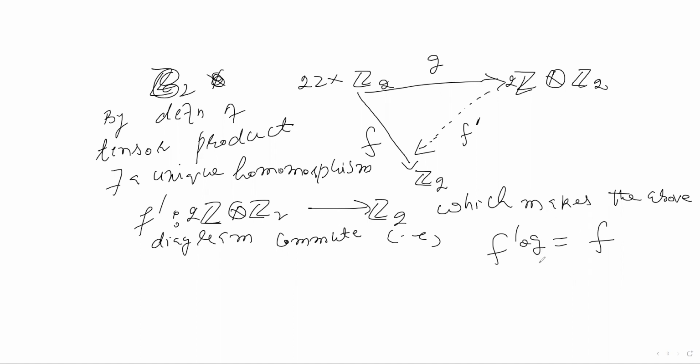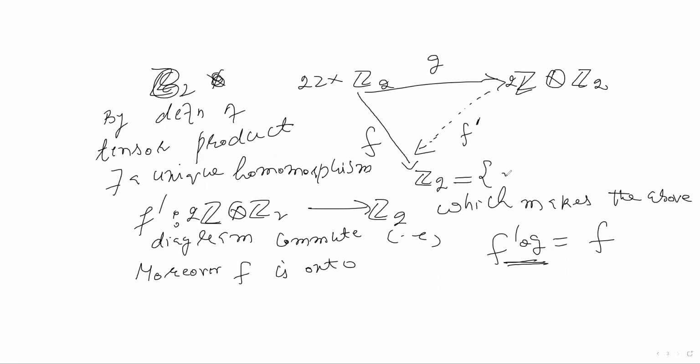Now, moreover, this f is onto. This mapping f is onto. Once f is onto, so therefore this composition is also onto. Moreover, f is onto means Z2 has only two elements.